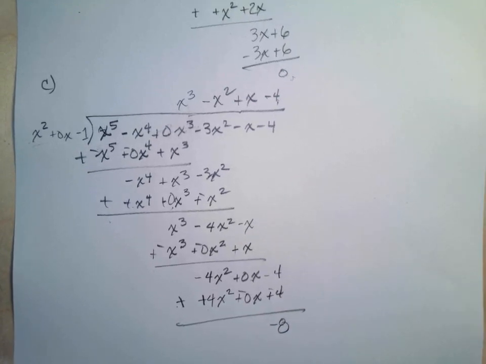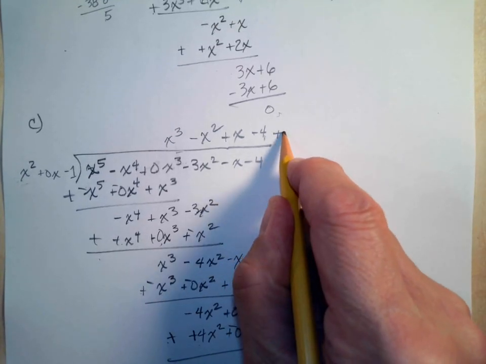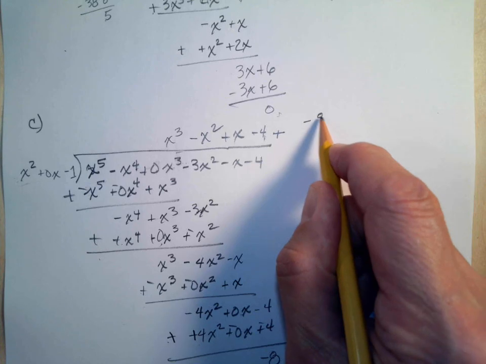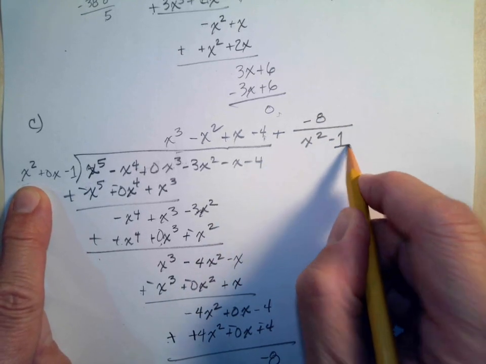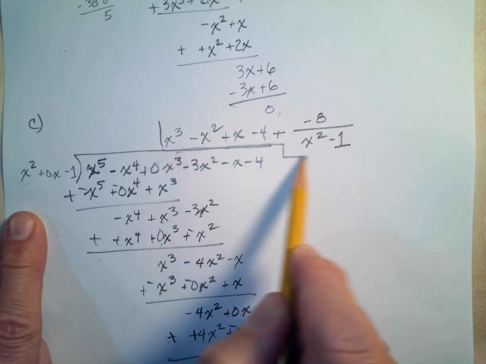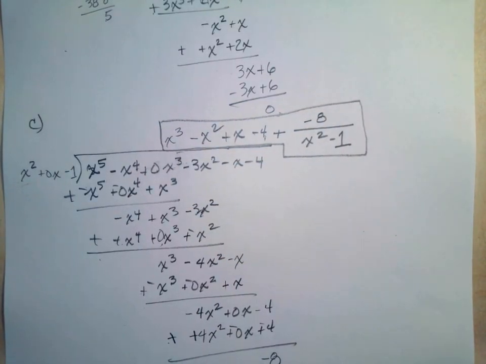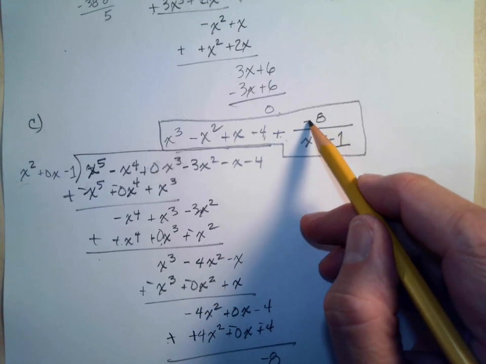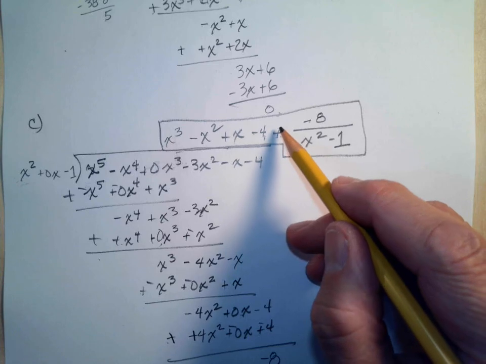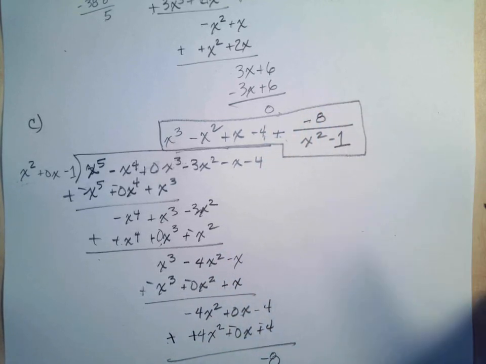So what do we do with that? So the answer is this plus negative 8 divided by x squared minus 1. So this is our answer. All right. Now, instead of writing plus and negative 8, I could move this negative down in front and say minus, and then the positive fraction. So 8 over x squared minus 1. You can do either one of those. Okay?